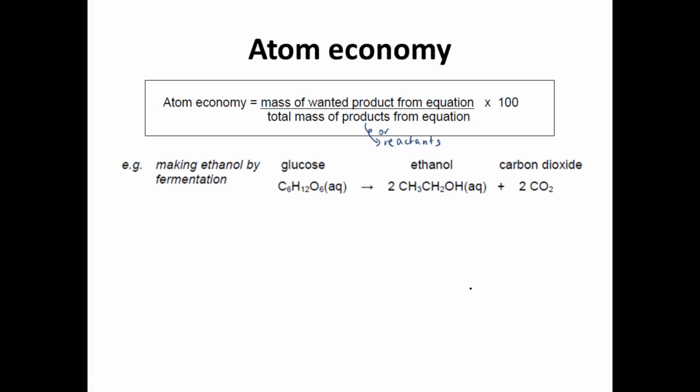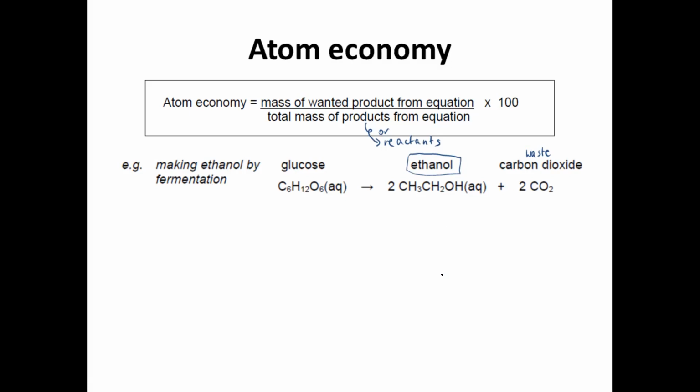So let's have a look at this example. This process is fermentation. In fermentation, you make ethanol. That is your wanted product. Carbon dioxide is your waste product, right? So you don't do this process of fermentation to produce carbon dioxide that goes to the atmosphere and contributes to global warming. You do it to produce alcohol, ethanol. Okay. So how do we go about it?